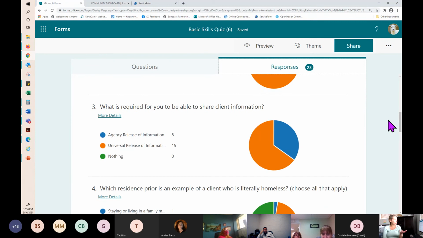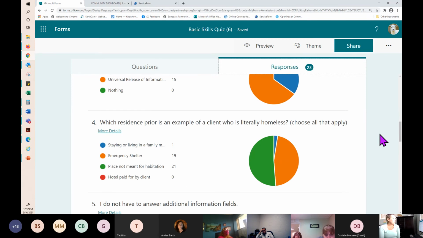What is required for you to be able to share client information? So I'm assuming that this is split because, of course, our Pasco County friends, we still have agency releases of information. So yes, agency releases of information for our FL 519 friends, and then our universal release of information for our FL 500 friends. I might have to go in and change that question because I could see where it would be a little confusing. So of course, universal release of information for Sarasota Manatee, and then unless Pasco has that universal, or maybe we're developing it, we want to make sure that we're having that agency release of information signed. But nobody said nothing, so A+ in my book.